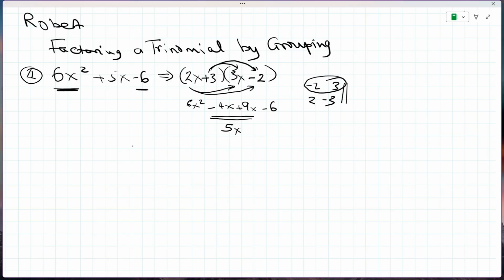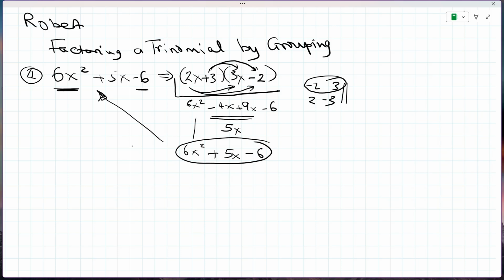And voila, we've got it. We'll bring our 6x squared down here and say 6x squared plus 5x minus 6, which is our initial expression. Therefore, that means that our factorization here is right. So this is our answer to factoring this initial expression by grouping. So we have two groups that are being multiplied together to give us our initial expression.